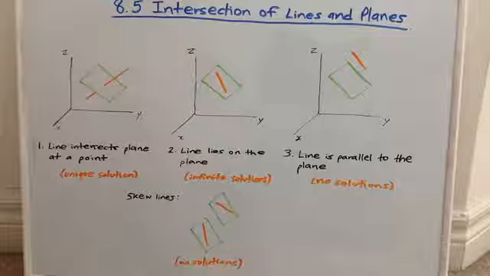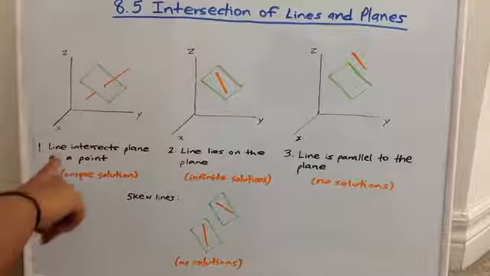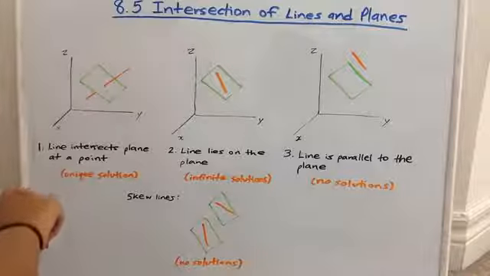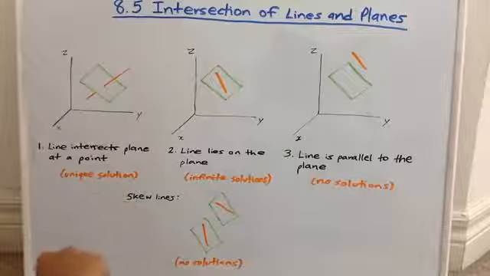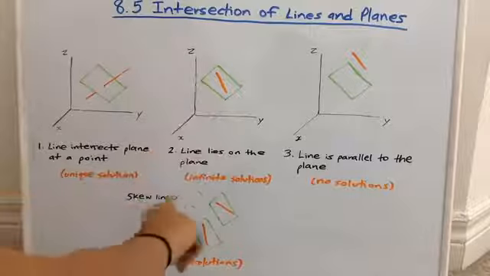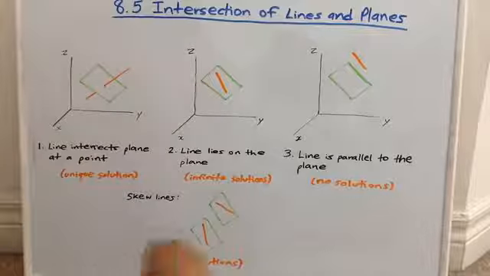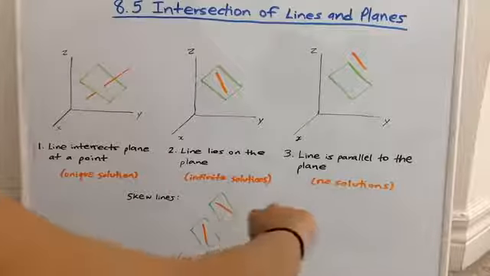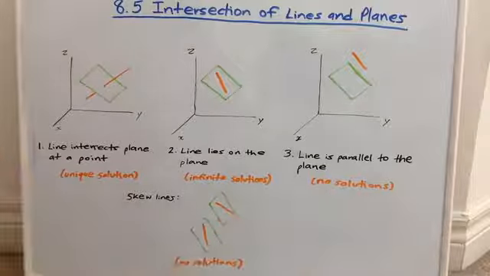In this lesson, we will be examining the intersection of a line and a plane. In 3 dimensions, there are 3 possibilities for the intersections to occur. The first possibility is that the line intersects the plane at one point, meaning that the system has a unique solution. The second possibility is that the line lies in the plane, meaning that the system has infinite solutions. And the third possibility is that the line is parallel to the plane, meaning that the system has no solutions.